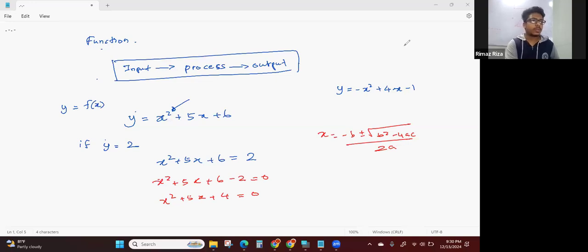All right, so now we'll move on to the graph. Okay, by the way, did you all understand the difference between function and equation? Did you all understand the difference between function and equation? Okay, good.